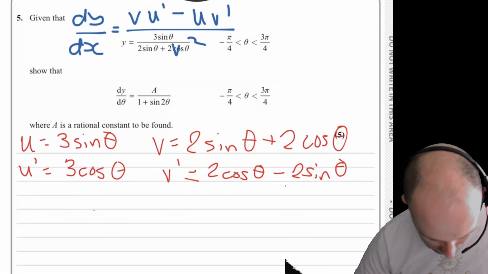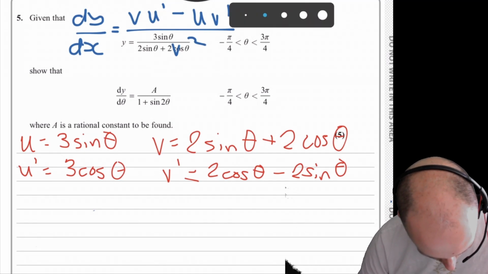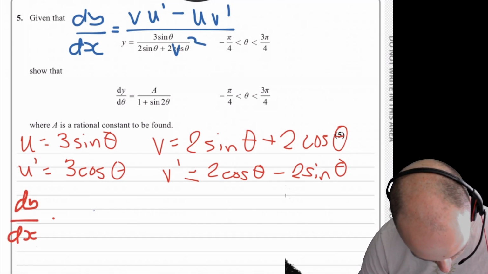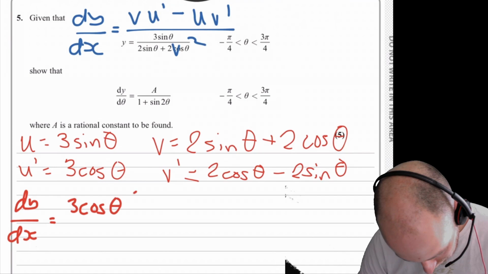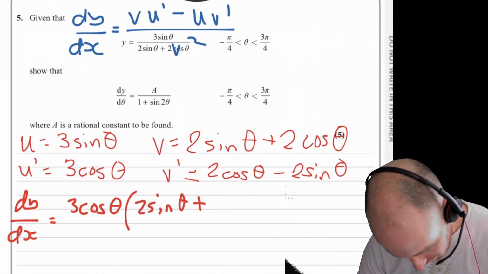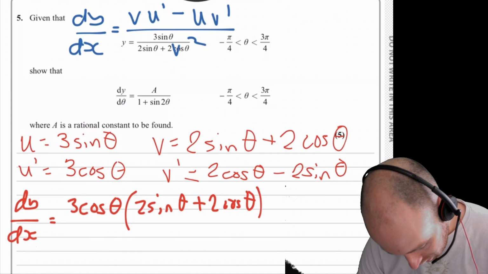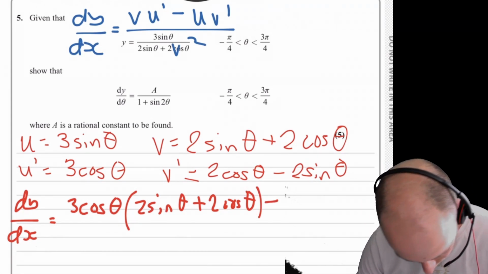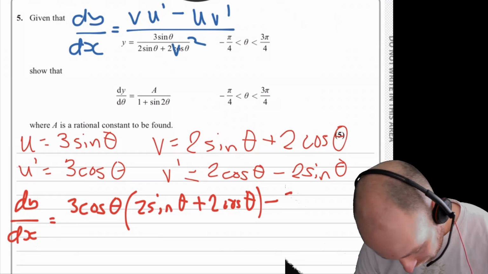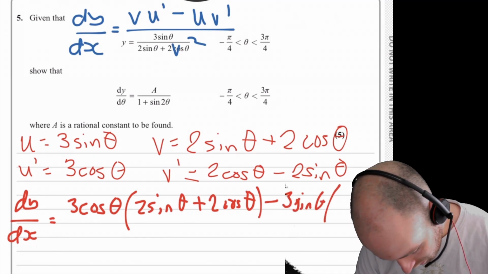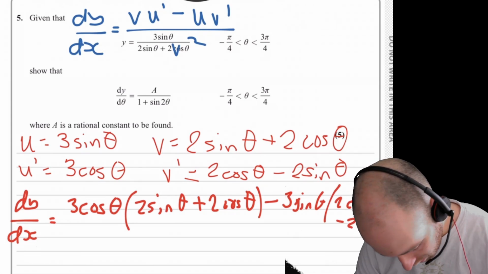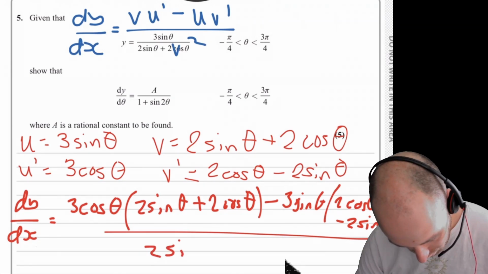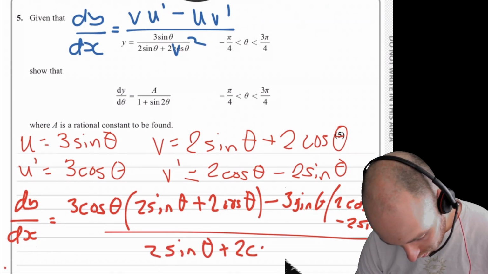So we'll put that all together, put it all into the equation, and we're going to get dy/dx is vu dash, so 3 cos theta, 2 sine theta plus 2 cos theta, minus uv dash, so 3 sine theta, 2 cos theta minus 2 sine theta, all over v squared, 2 sine theta plus 2 cos theta all squared.